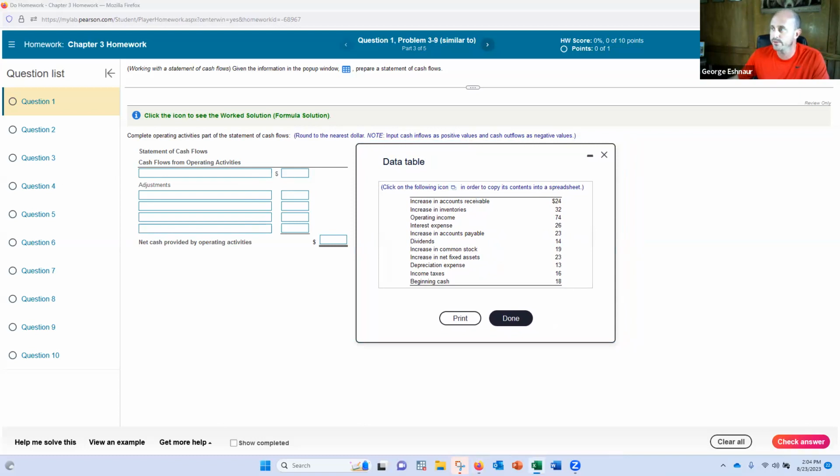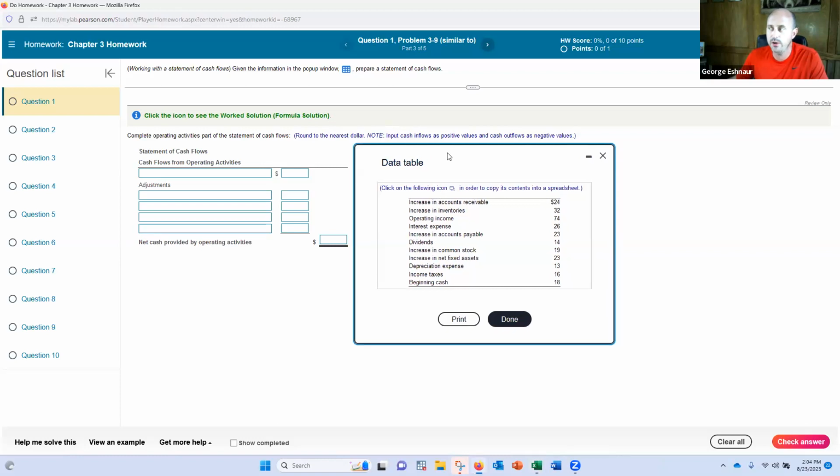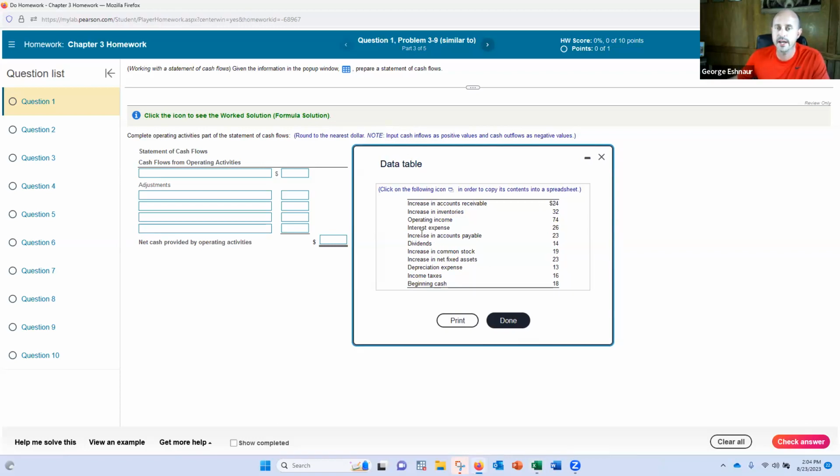Anybody know what we need to find first for the statement of cash flows? Would it be net income? It is net income, Kennedy. So how do we go about figuring out our net income? Because it's not in here, but everything that is in here would be on the income statement.